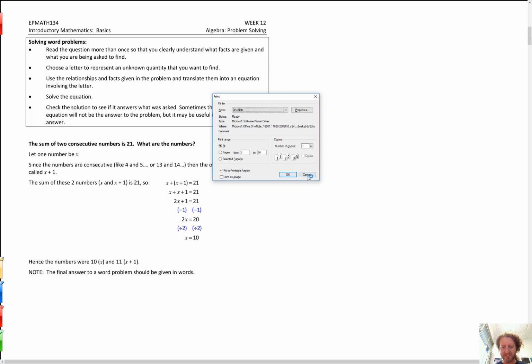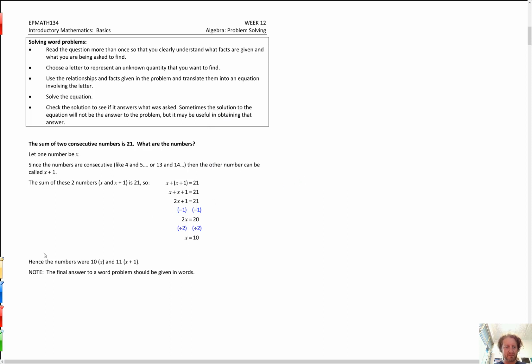No, I don't want to print it. You don't have to print it.